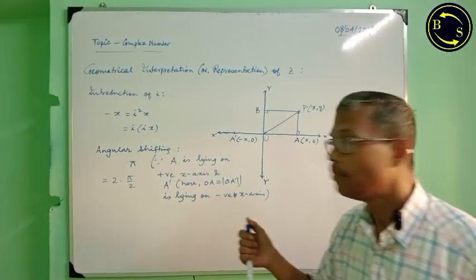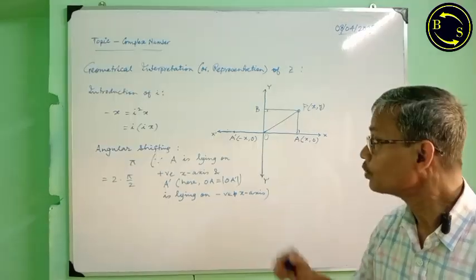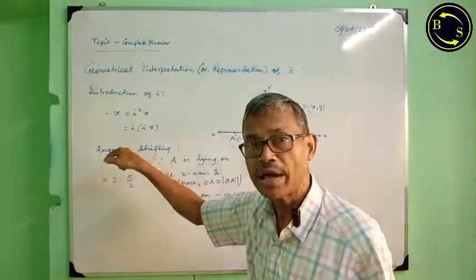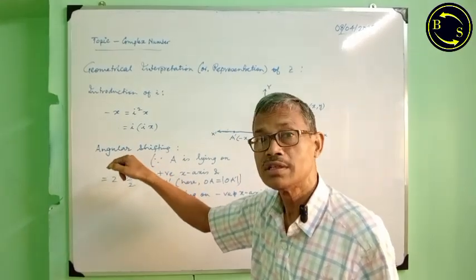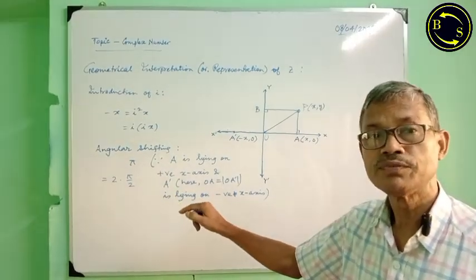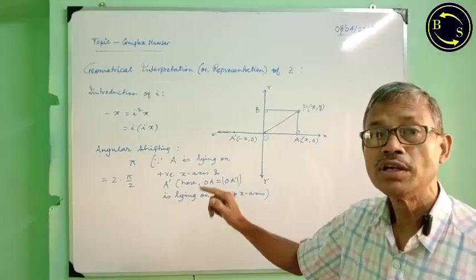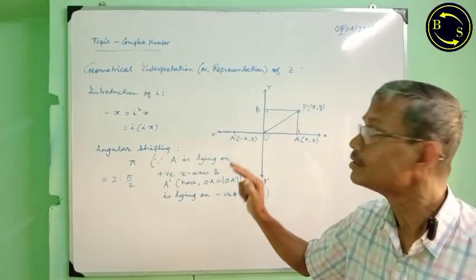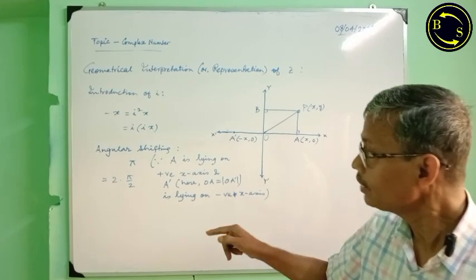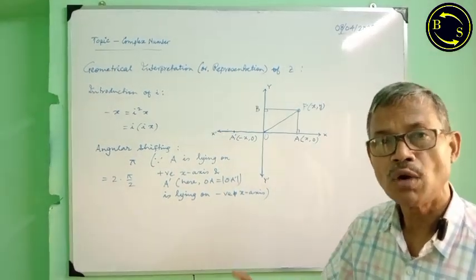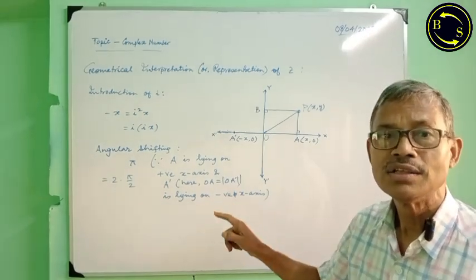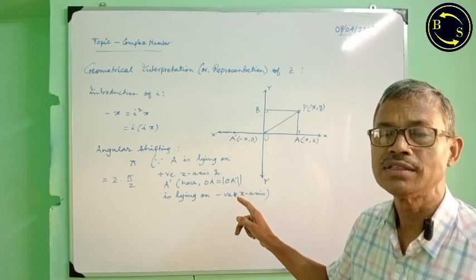Now, mathematicians have related it in this way. If i, which is a multiplicative operator, is applied two times on x, then the angular shifting is double of pi by 2. Therefore, we can assume that if i is applied on x one time, then the angular shifting will be how much? One time pi by 2. This is an interesting similarity, an interesting description.